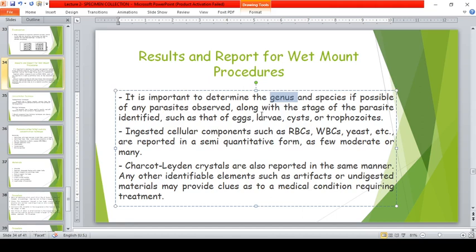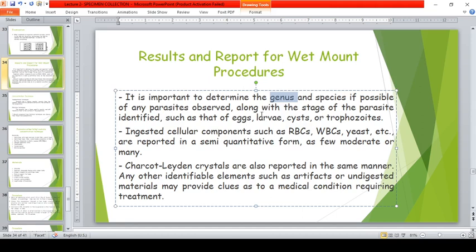Technically, guys, you can only differentiate them using genetic methods like PCR. Under the microscope, you cannot identify them. That is why you need to add the slash dispar. Ingested cellular components such as RBC, WBC, and yeast are reported in a semi-quantitative form as few, moderate, or many. So, many RBC, few WBC. That is the way to report the RBC or WBC.